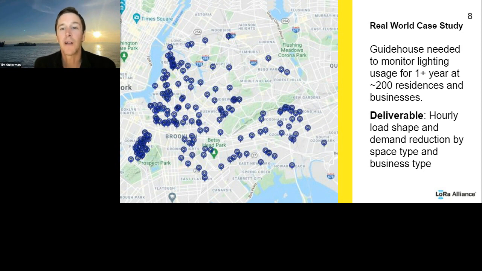They needed to monitor exactly how and exactly when the customers use these new lights, so the utility can understand what's called in the industry the load shape, which is the hour-by-hour trends of lighting usage by space type and by business type. Now, it would be infeasible to do this at every one of those thousands of sites, so Guidehouse selected a sample of about 200 of these homes and these businesses to perform the monitoring.